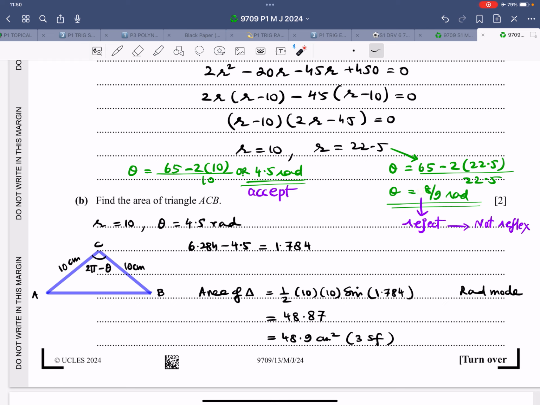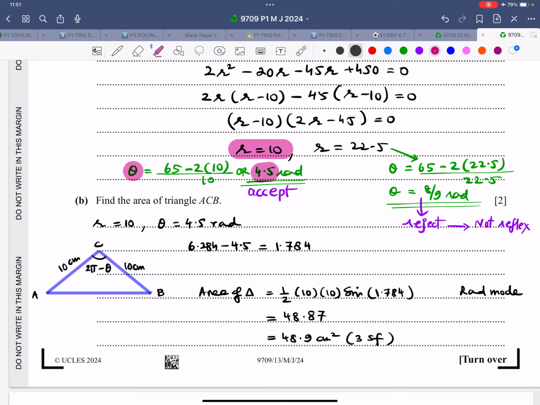Now we know that pi is 3.142 and 2 pi is 6.284. That means if it's a reflex angle, it should lie between these 2 values. This does not lie, reject. This lies, accept. So now we are working with this value. Theta is 4.5 and the corresponding value of r is 10. So that is the value that we are working with. So r is 10 and theta is 4.5.